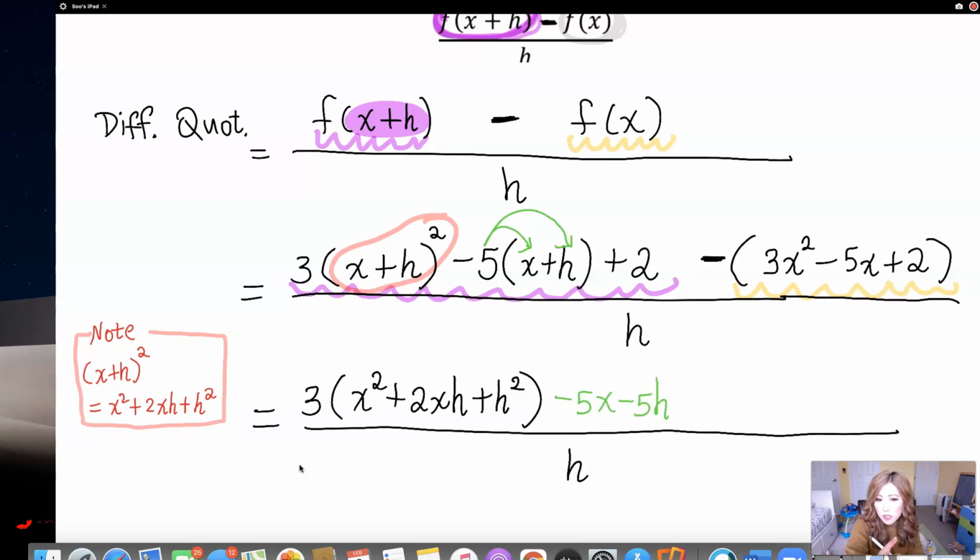Don't distribute the negative 5 to 2. This plus 2 is outside, so just bring that down. Just bring down that plus 2 without multiplying because that one isn't in the parenthesis. Now let's go ahead and multiply everything in the second parenthesis by negative 1.